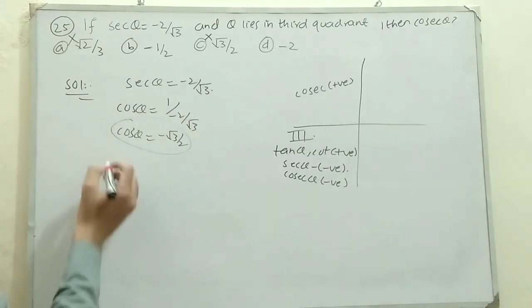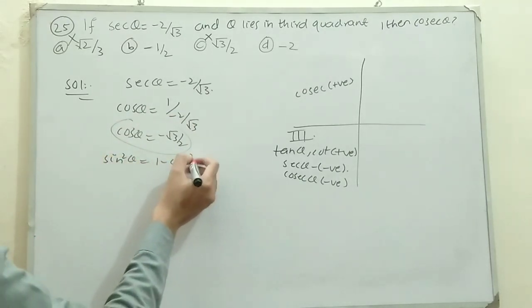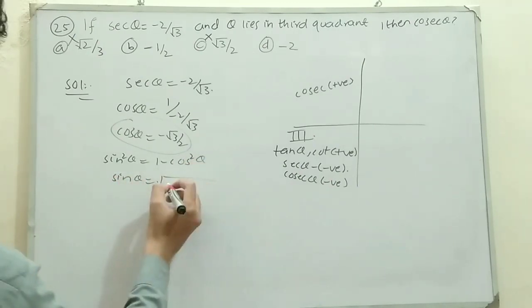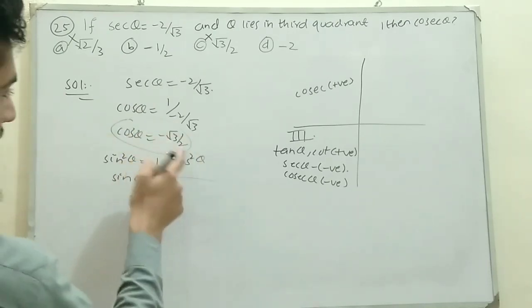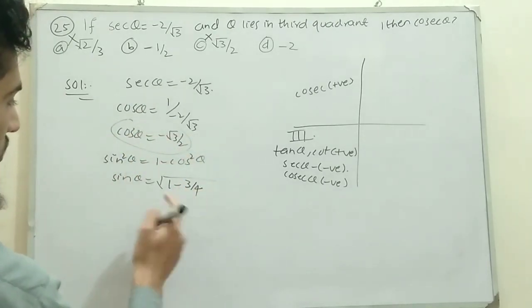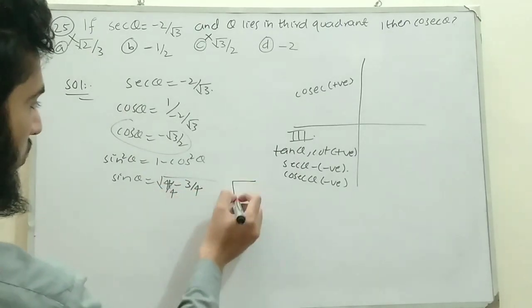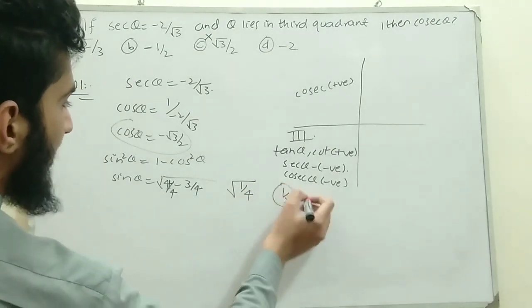Now we can easily find sin theta by using the formula sin square theta is equal to 1 minus cos square theta. So sin theta will be equal to the square root of 1 minus cos theta whole square. The square will give us 3 divided by 4, so it gives us 4 divided by 4 minus 3 divided by 4, which is 1 over 4. So the value of sin theta will be equal to 1 divided by 2.